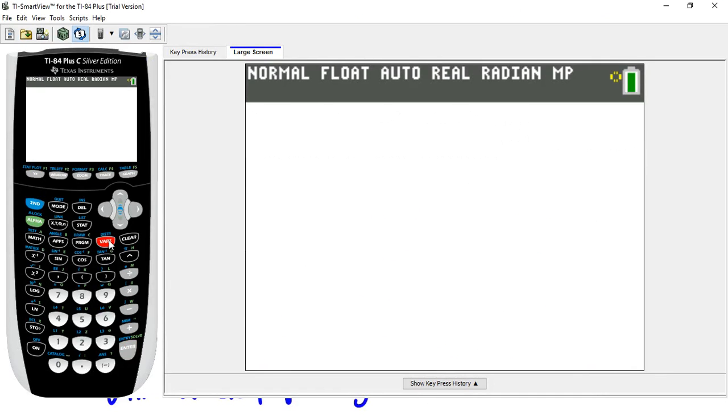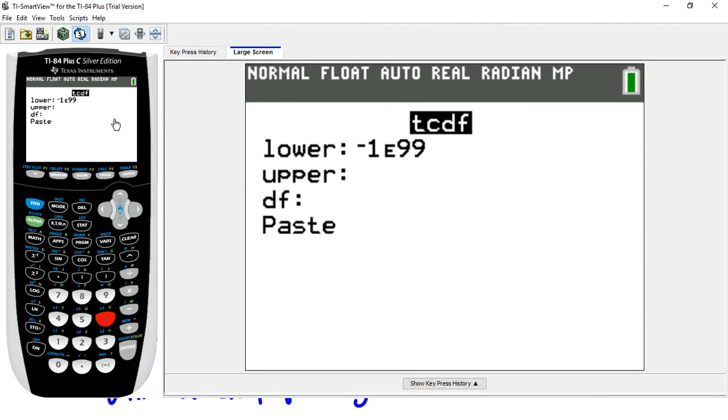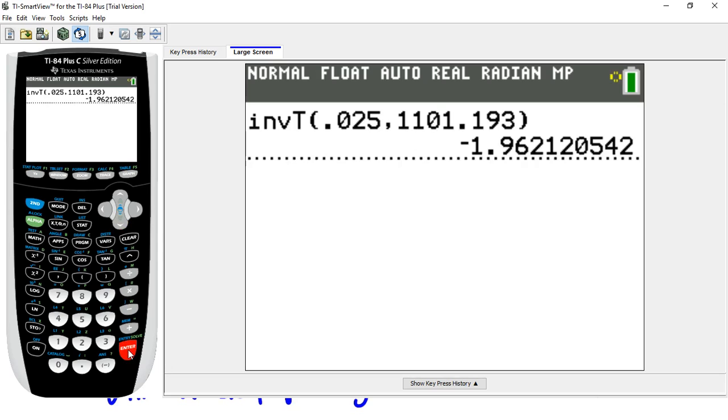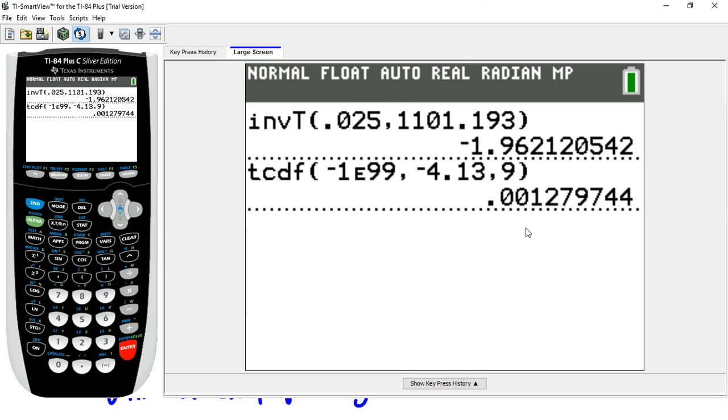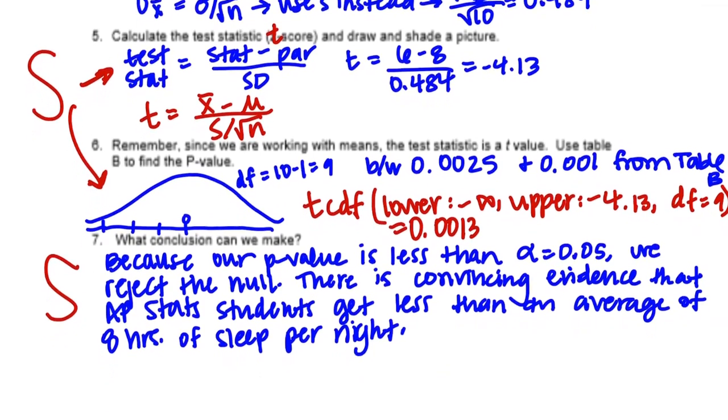Hit second vars, not normalcdf because it's not normal. It's a t curve. So we're looking at number 6. It's defaulted to be less than, so keep that negative 1e99 there. Put the z-score, or the t-score, negative 4.13, and fill in your df. Hit enter, and I got 0.0013, which is in fact between 0.0025 and 0.001. So don't worry about doing the intervals again if you know how to use the calculator. And remember, just separate with commas if you don't have the menu.